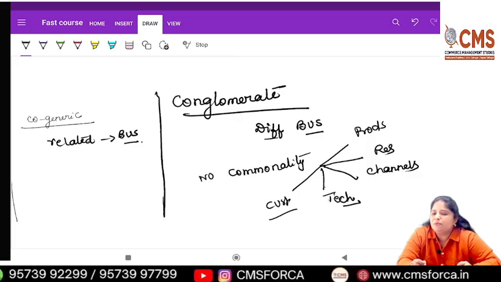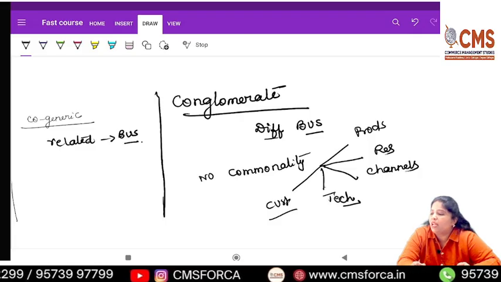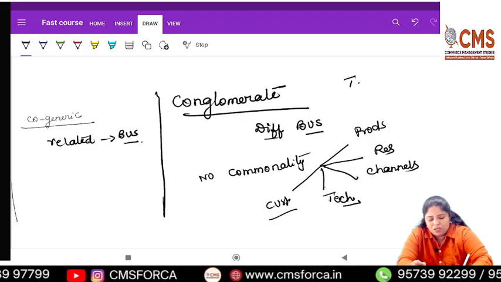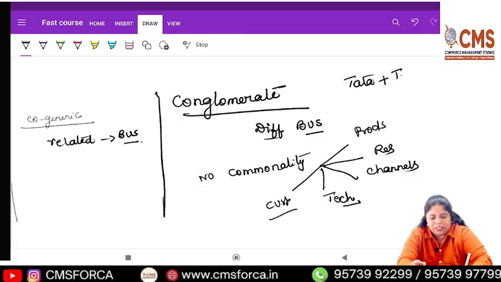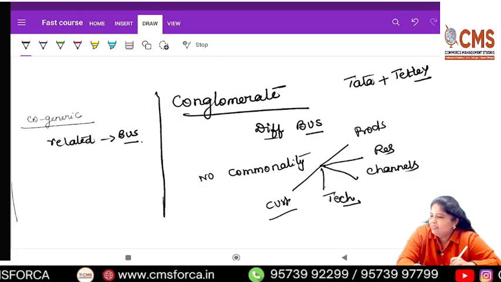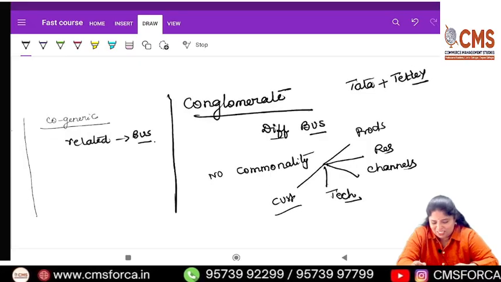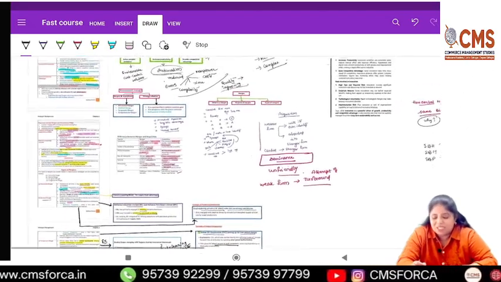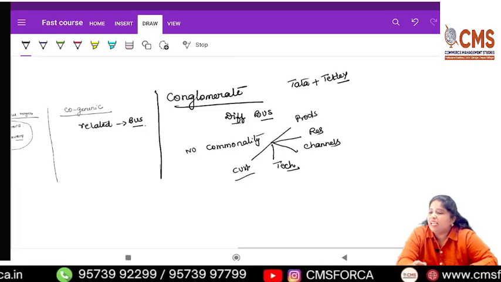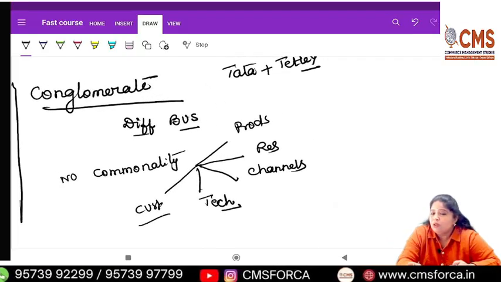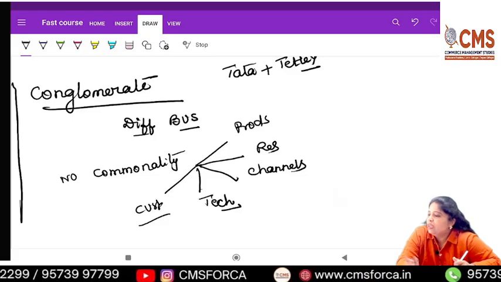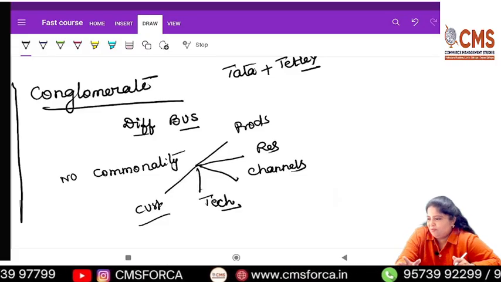For a conglomerate merger, the best example I can give is Tata Group merging with Tetley. Tetley you all know, right? You all consume it? Not into that? Okay. So Tata merging with Tetley is one example we can give for a conglomerate merger. Are they into the same business? No.